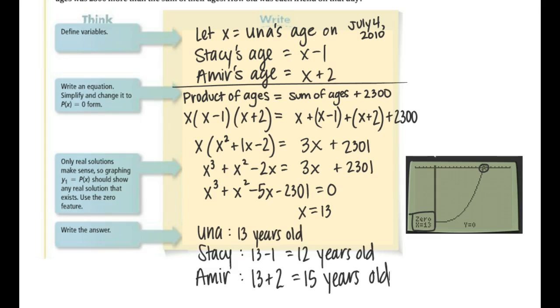Now that we know that Una is 13 years old, we subtract 1 from her age to get Stacy's age. So that means Stacy is 12 years old. And for Amir's age, you just need to take Una's age and add 2. So that means Amir is 15 years old.